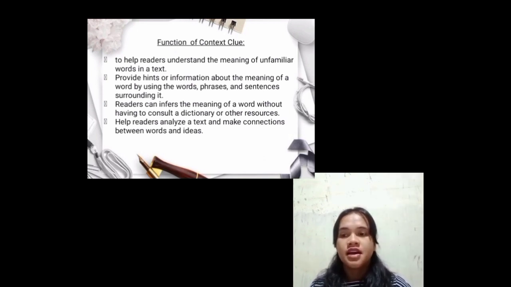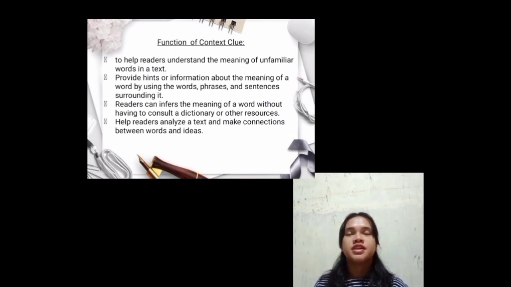The next is to provide hints or information about the meaning of a word by using the words, phrases, and sentences surrounding it. So context clues can use words, phrases, and sentences to show the meaning of unfamiliar words. And the third, readers can infer the meaning of a word without having to consult a dictionary and other resources.